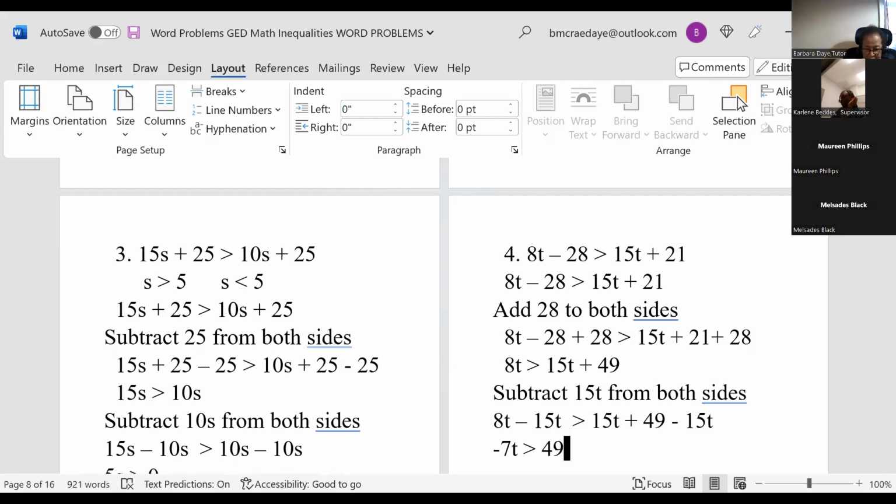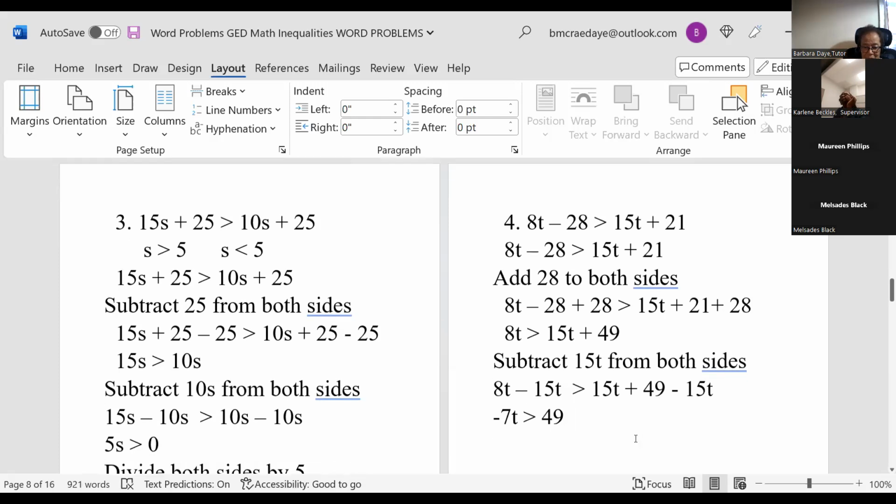Yes, that's right. Why I'm jumping over you and saying 49 is because 15t minus 15t is 0. So you just have 49. Now, Mercedes, what's your next step?